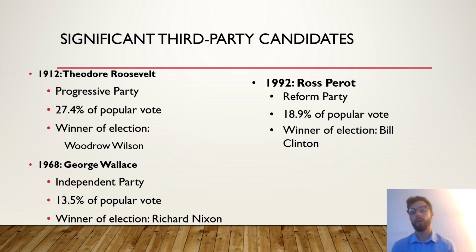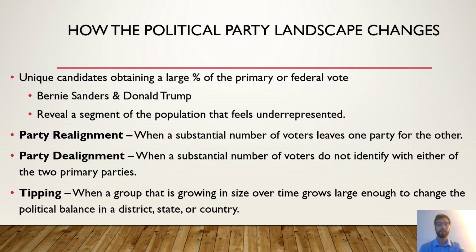We also remember another great third-party candidate, Ross Perot, 1992, representing the Reform Party. He came into this election advocating for the sentiment that we need a more moderate political party to represent the middle of the two extremes of our Democratic and Republican parties, really representing this sentiment of reform, calling for more moderation in federal governance. Now, he opened the door after obtaining more than George Wallace, 18.9% of the popular vote, opened the door for Bill Clinton to win the election in 1992.